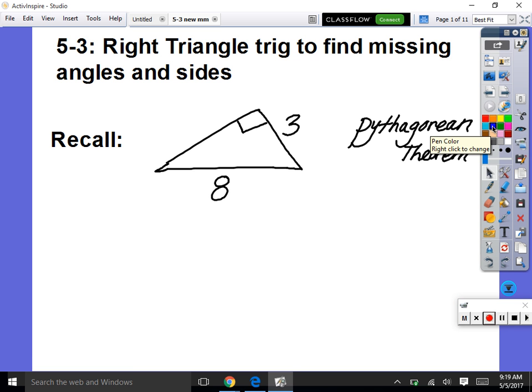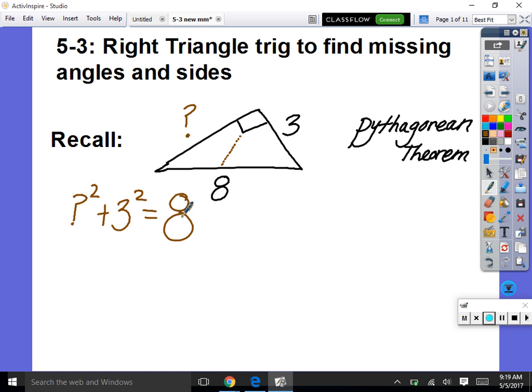Okay, good. So you fixed it though? Okay, perfect. So this was our question mark, right? Right here. You have to remember, I have to pay attention because across from the 90 degrees is the hypotenuse, and that has to go on the outside of the equal sign. So we would do question mark squared plus 3 squared equals 8, our hypotenuse squared.